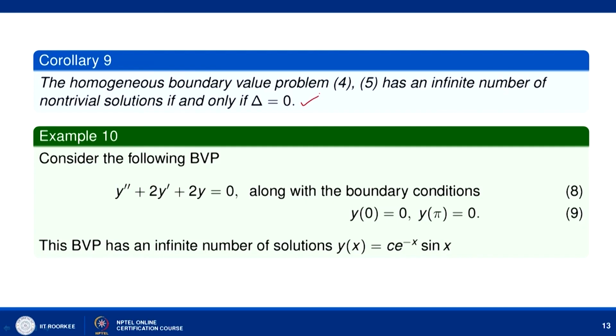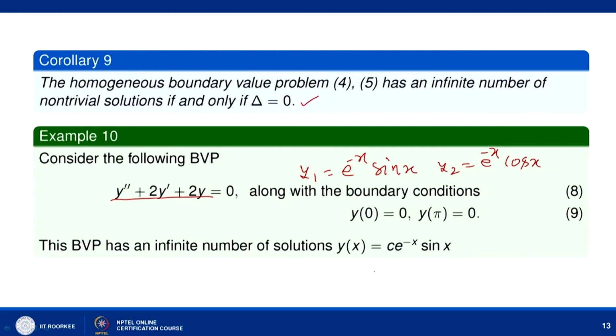So, let us consider one example: y double dash plus 2y dash plus 2y equal to 0. The boundary conditions are given as y(0) equal to 0 and y(pi) equal to 0. To find the solution here, we first find the general solution of this. We can find the solution by the given method. Here the solution is e to power minus x sin x, which you can call y1, and y2 as e to power minus x cos x. That you can simply check.